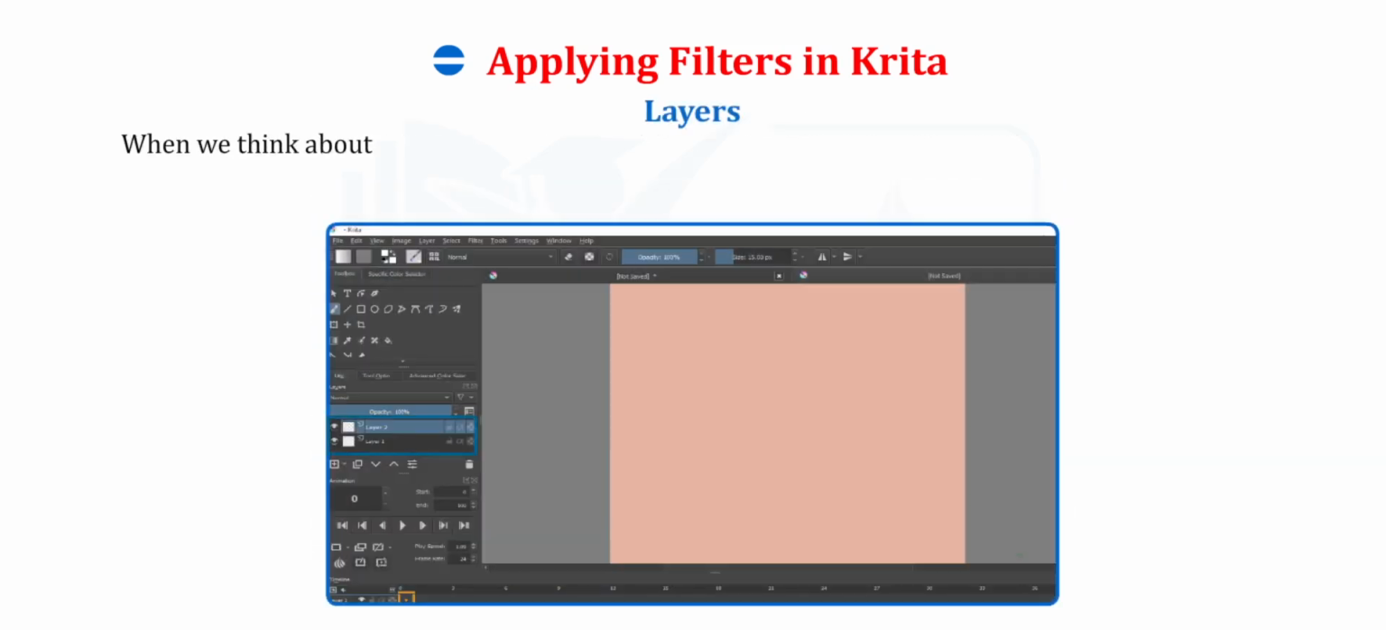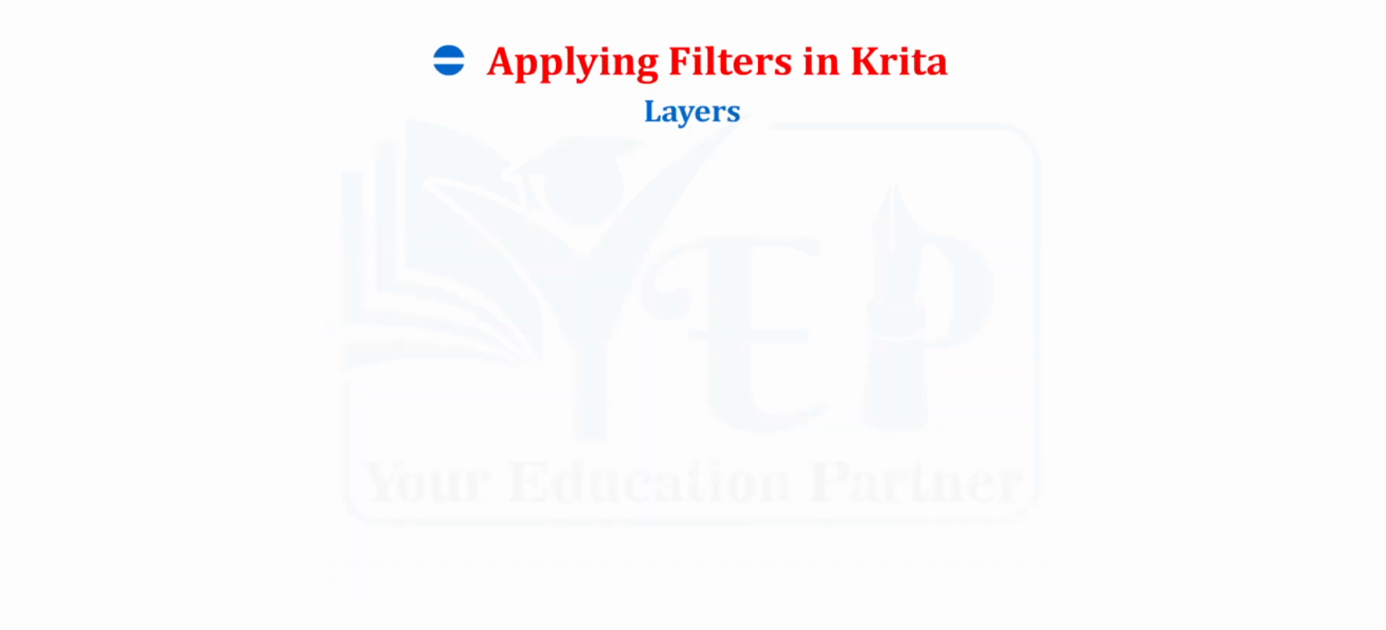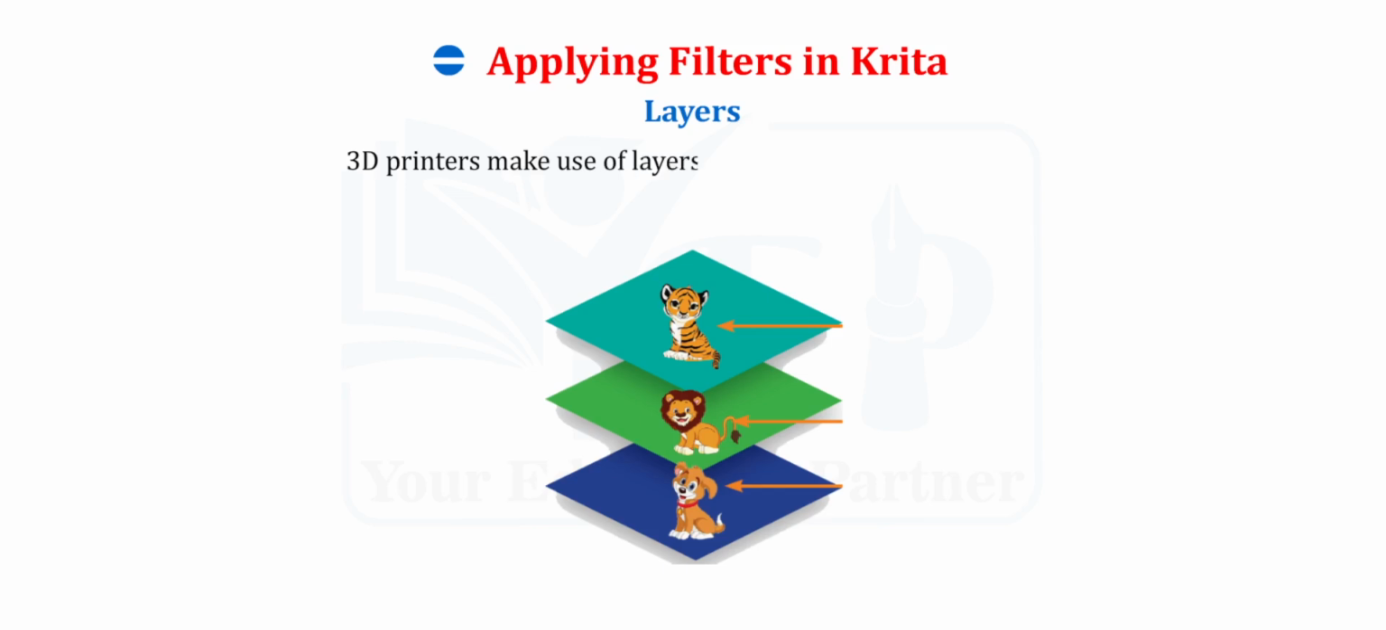Layers. When we think about layers, the first thing that comes to mind is a group of objects layered over one another. 3D printers make use of layers to print different 3D models. Single or multiple objects can be placed over layers. Krita provides tools to create and edit individual layers. In Krita, all the layers of an image are shown in the Layers panel.